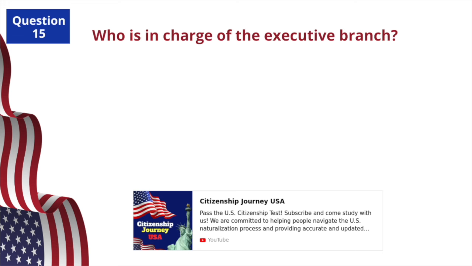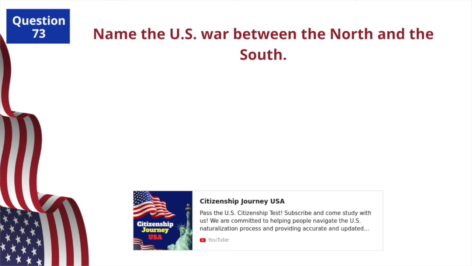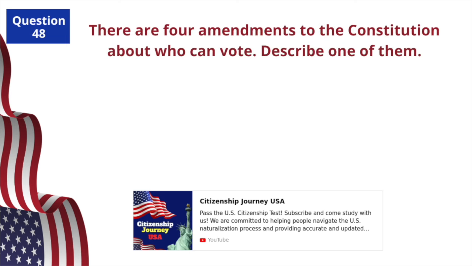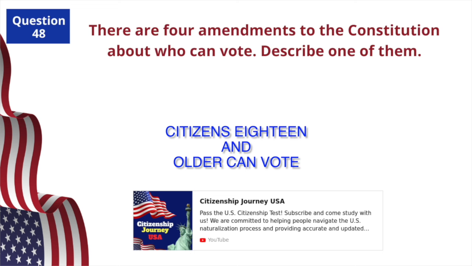Who is in charge of the executive branch? The president. Name the U.S. war between the North and the South. The Civil War. There are four amendments to the Constitution about who can vote. Describe one of them. Citizens 18 and older can vote.